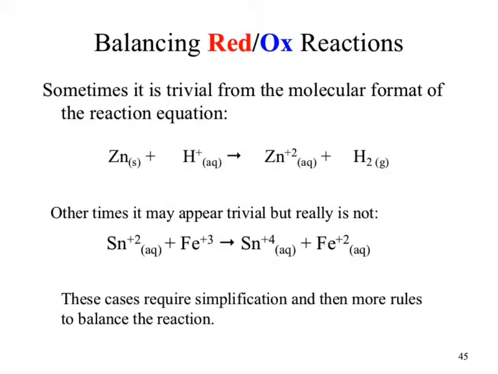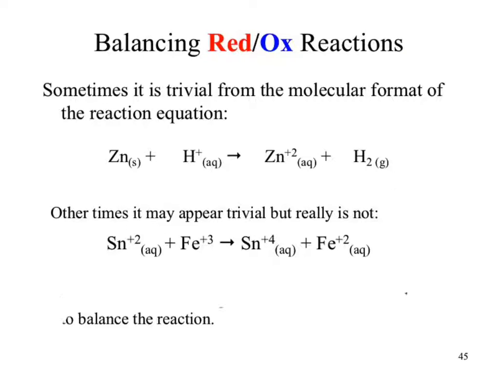Look at the next one. How many tins? 2 on the right, left side 1 and 1. How many irons? 1 and 1. Is it balanced? Yeah, it sure looks like it. Okay. We also have to balance charge.